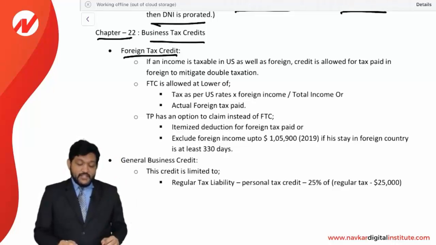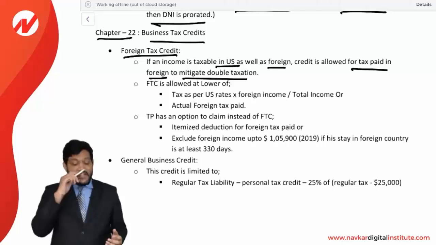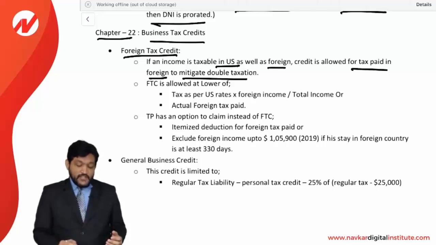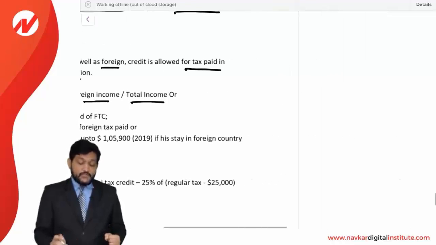If income is taxable in the US as well as in the foreign country, the credit is allowed for the tax paid in the foreign country to mitigate the double taxation. The logic is simple: just to avoid double taxation, the foreign tax credit is allowed. FTC is allowed at the lower of tax as per US rates times foreign income divided by total income, or actual foreign tax paid. Now you need to consider this very carefully.